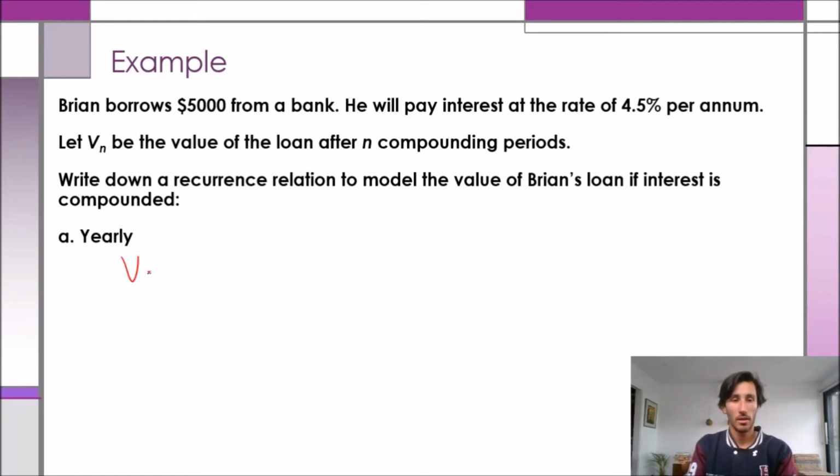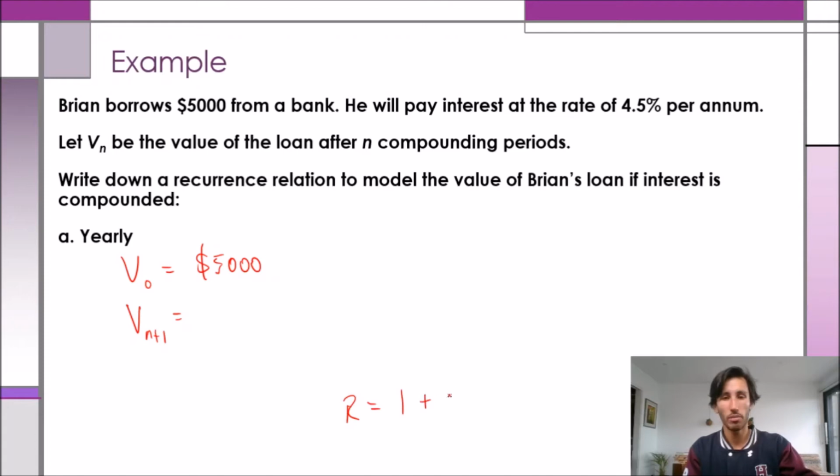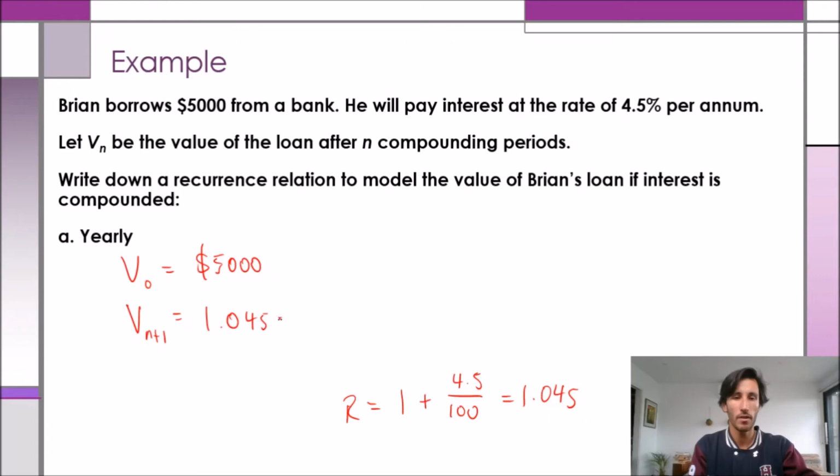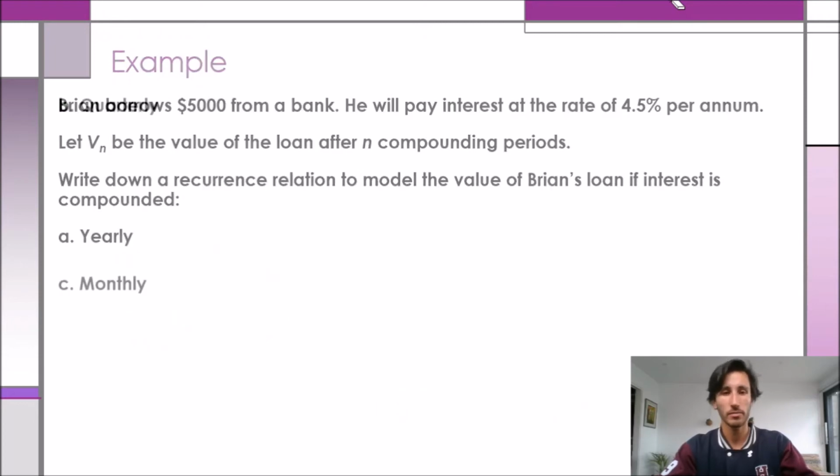Okay, V0 is 5,000. This should be your automatic step by now. Vn plus 1 equals, well, let's see what R is equal to. 1 plus, what's the rate? 4.5 over 100, which is 1.045. Okay, 1.045 times Vn. That's our recurrence relation for yearly compounding.